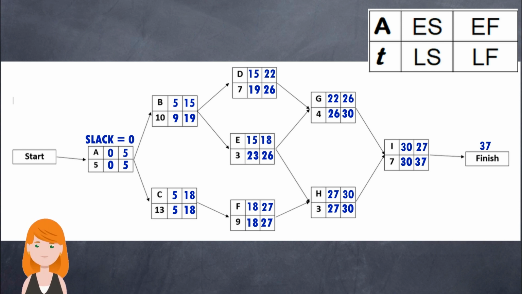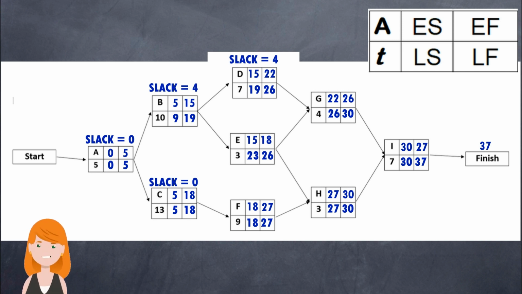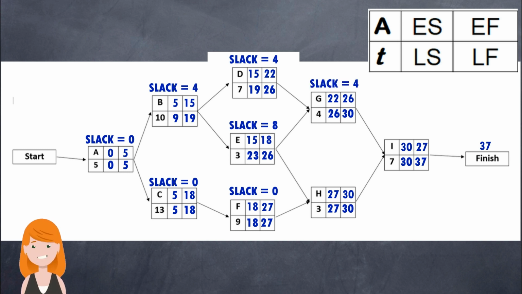For B it will be 4, for C it will be 0, for D it will be 4, for E it is 8, for F it is 0, for G it is 4, for H it is 0, for I it is 0.